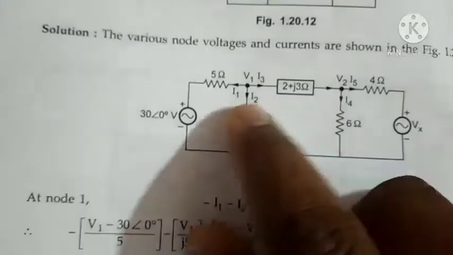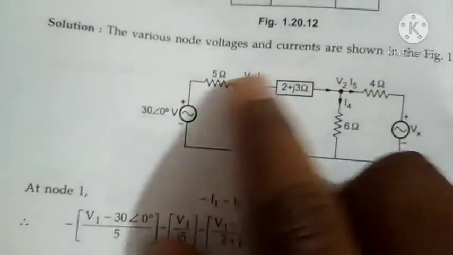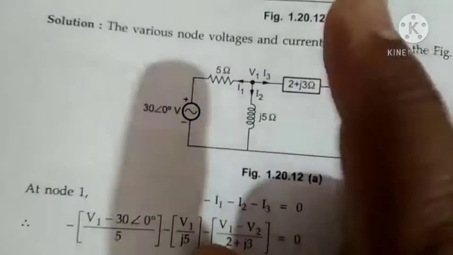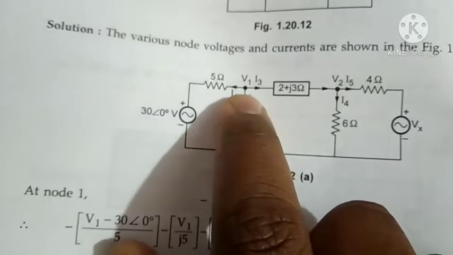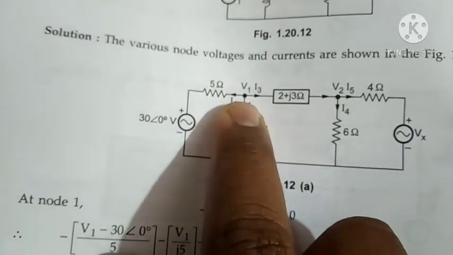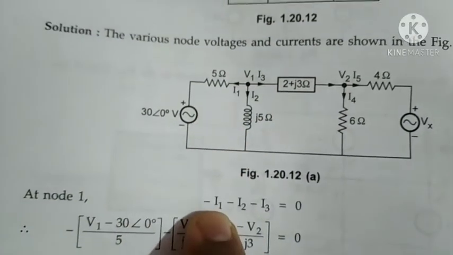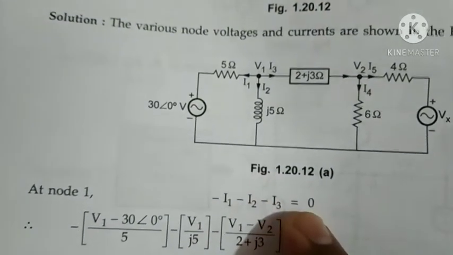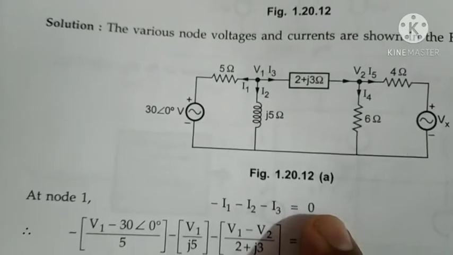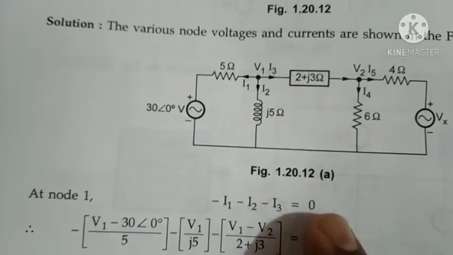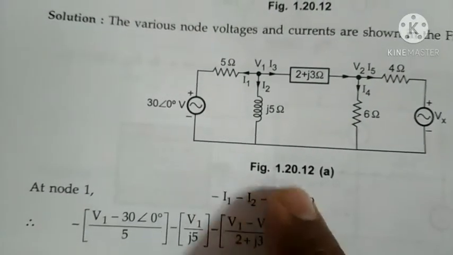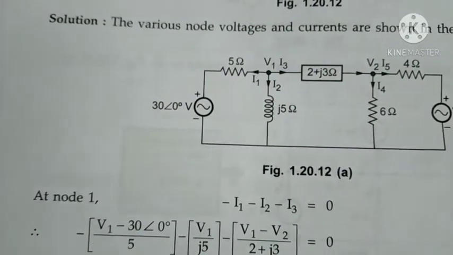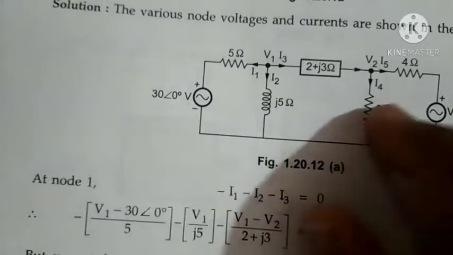So we assume the currents I1, I2, I3, I5 and I4. After assuming, we will apply KCL to node 1. After applying KCL to node 1, we have minus I1, minus I2 and minus I3 is equal to 0, because they are considering outgoing currents as negative. Or you can write I1 plus I2 plus I3 is equal to 0 if we consider outgoing currents as positive.